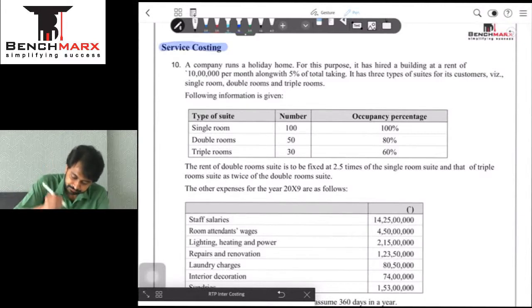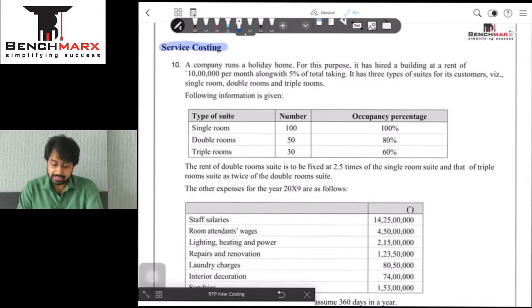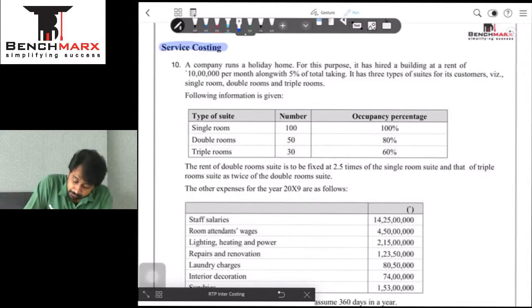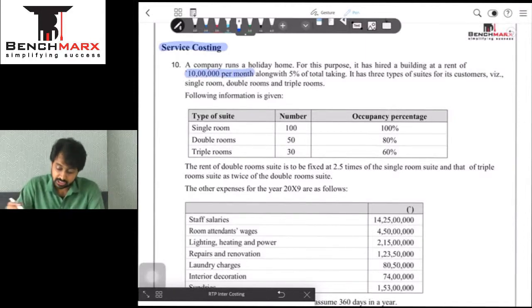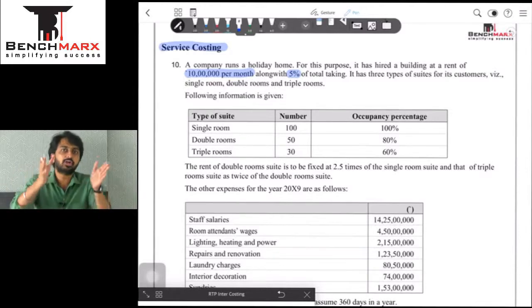Let's read please. A company runs a holiday home, very good. For this purpose, it has hired a building at a rent of 10 lakhs per month. So rent is given on a per month basis along with 5% of total taking. What does this mean? Rent तो अपन pay कर ही रहे. Apart from paying rent, we are also paying total takings, means revenue. उसका 5% additional भी pay कर रहे हैं, which means 5% of total takings is also our cost.